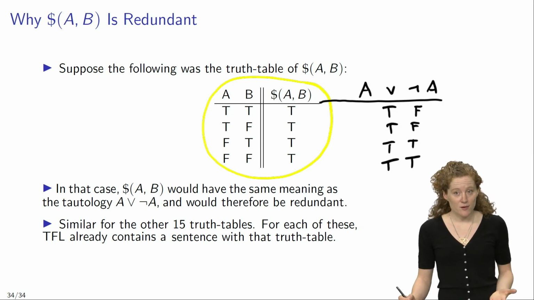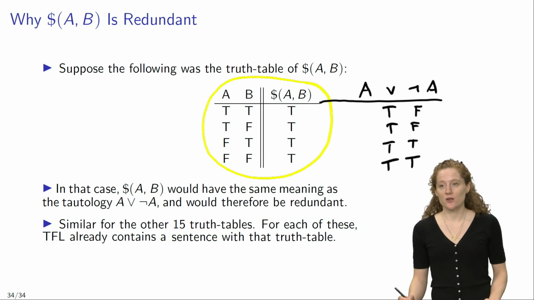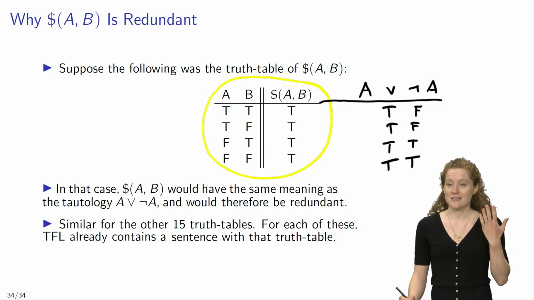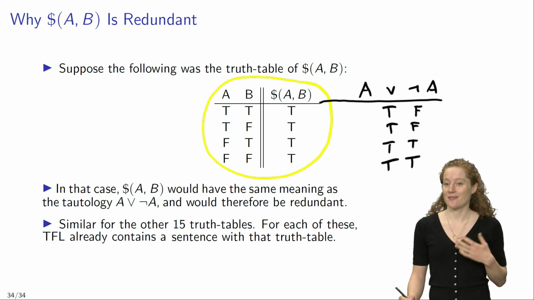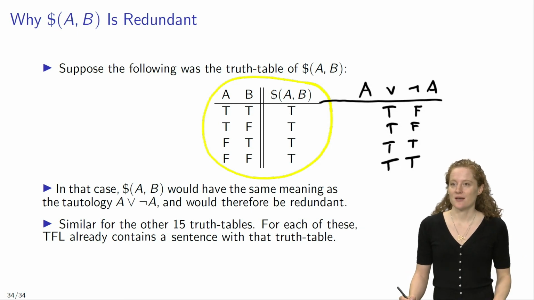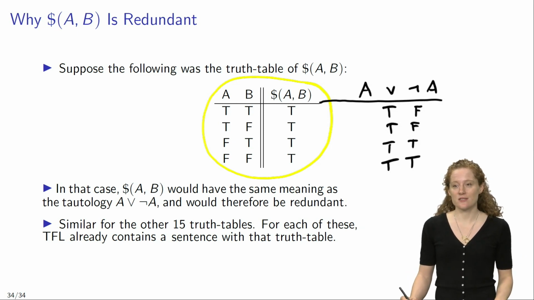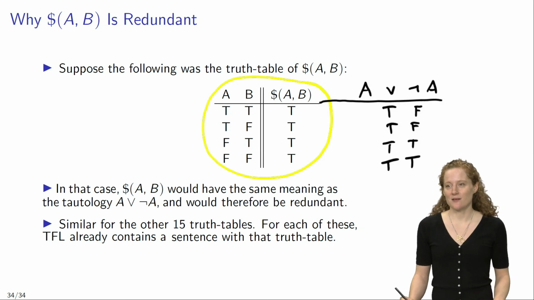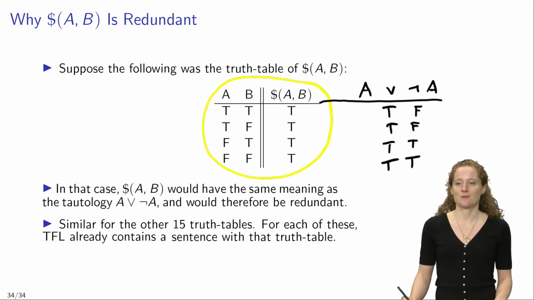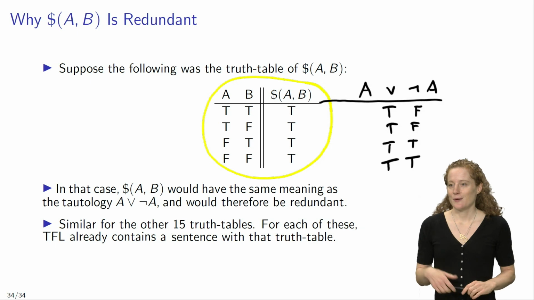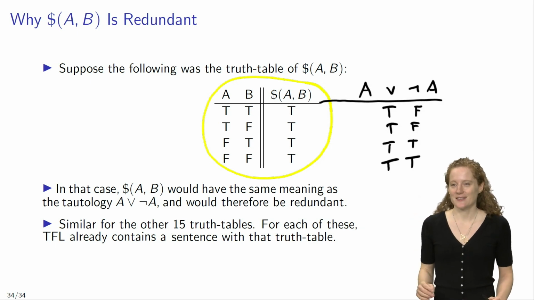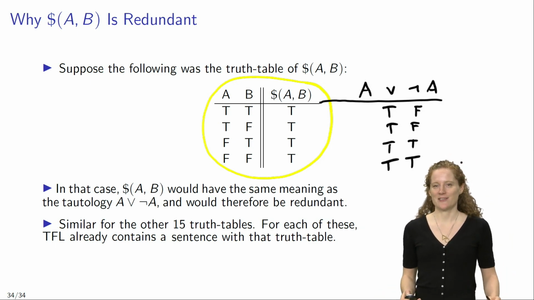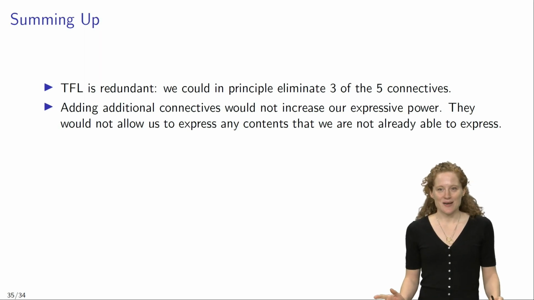Now, to complete our proof, we would need to go through all of the 16 truth tables, so look at the remaining 15 truth tables, and show for each of these truth tables that TFL already contains a sentence with that truth table. We are not going to do that here, and I just ask you to take my word for it. Let's sum up.